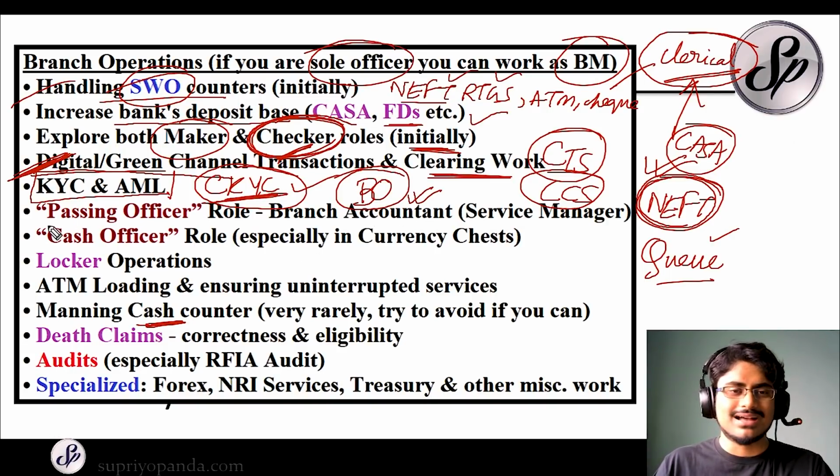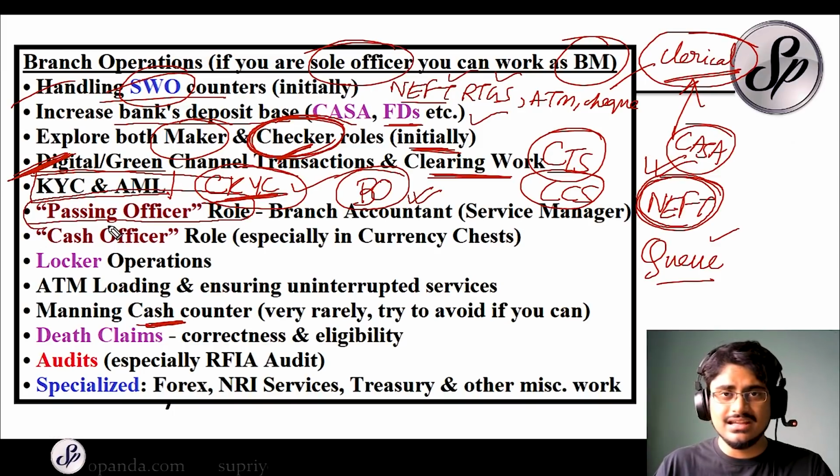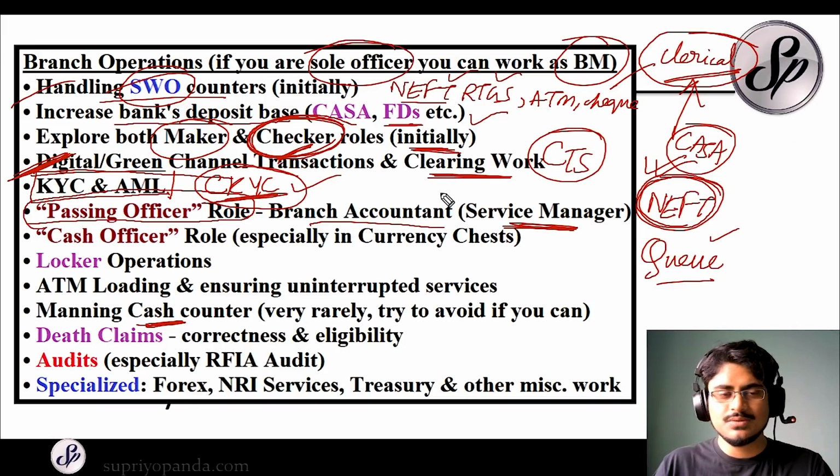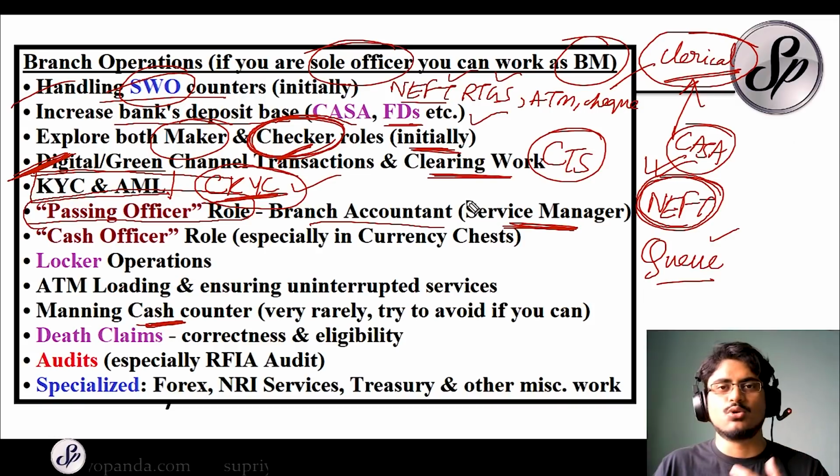The next thing is the passing officer role. Usually what happens is in the second year of probation, you are going to be manning the passing officer role. So here you are the branch accountant. You are the accountant or the service manager. They also call it the service manager somewhere, and in other places it's called the branch accountant. What you are basically doing in these activities is the passing. All kinds of transaction queues come to you, you are passing all of those, and you are handling all the other relevant branch operations.